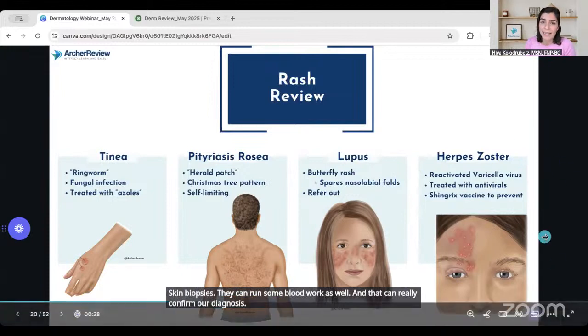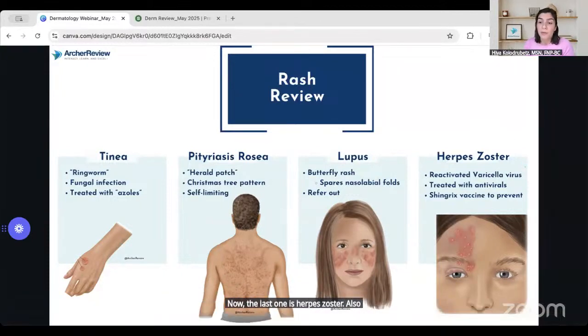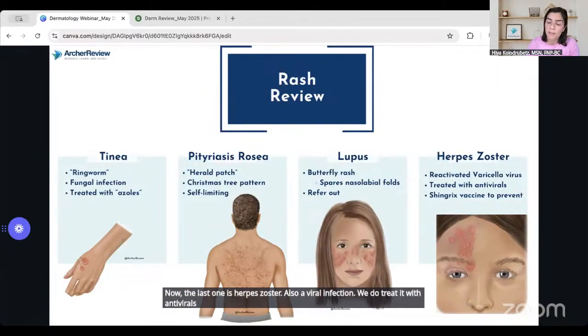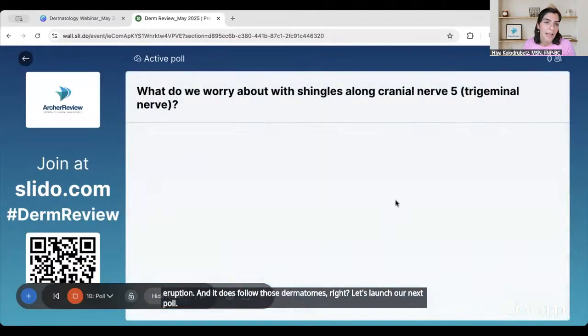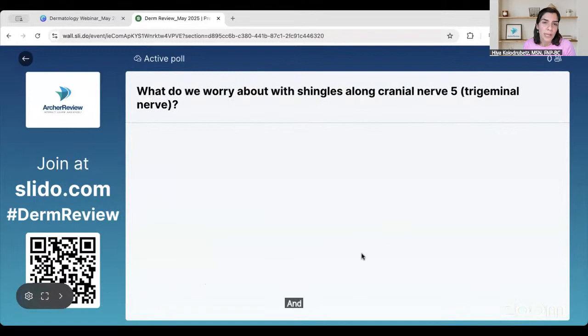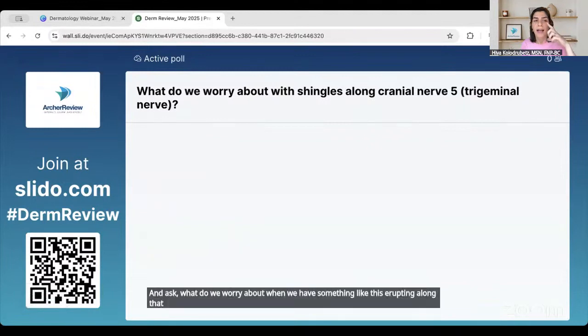Now, the last one is herpes zoster. Also a viral infection. We do treat it with antivirals. It's the most effective used within those first 72 hours of symptom eruption, and it does follow those dermatomes, right? Let's launch our next poll and ask, what do we worry about when we have something like this erupting along that cranial nerve 5 or that trigeminal nerve? What are we worried about?